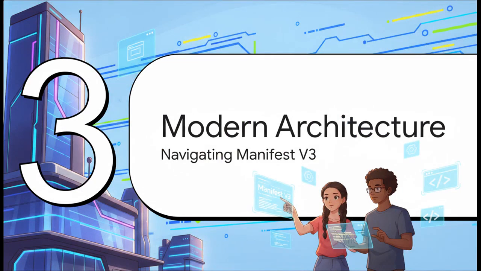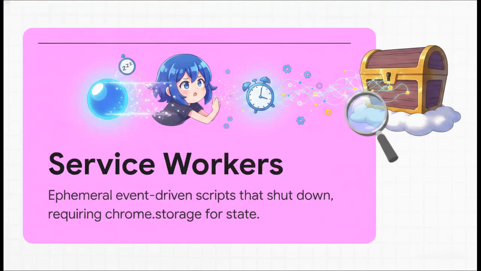Section 3. Building with modern architecture, navigating the Manifest v3 ecosystem. Okay, Google recently mandated a really critical shift to Manifest v3 for all extensions. And the biggest change here? Service workers. In the old days, your extension could run a persistent background page that basically stayed awake forever. Well, not anymore. Service workers are ephemeral. They go to sleep after about 30 seconds of inactivity to save the user's browser memory.